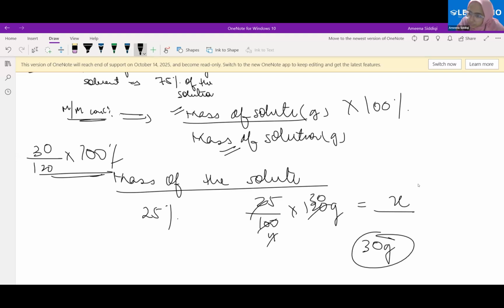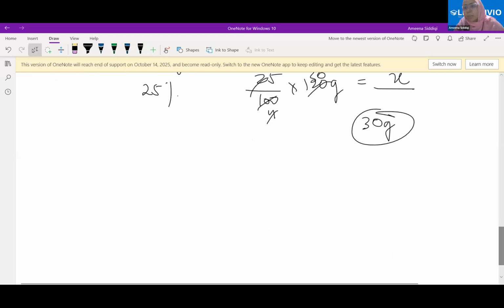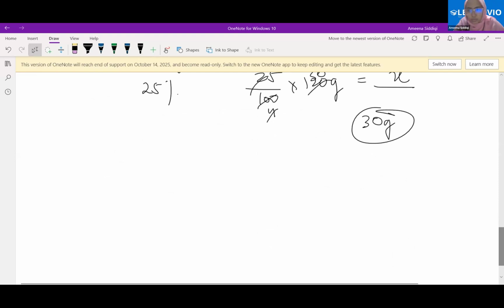Fine. If we have the percentage given, we will just take the total mass and we will get the mass of the solute. Fine. Simple method, you know, we have the mass of the solute, we have the mass of the solvent, we will add them together, we'll get the mass of the solution, we'll just calculate it. Fine. Any confusion in this?